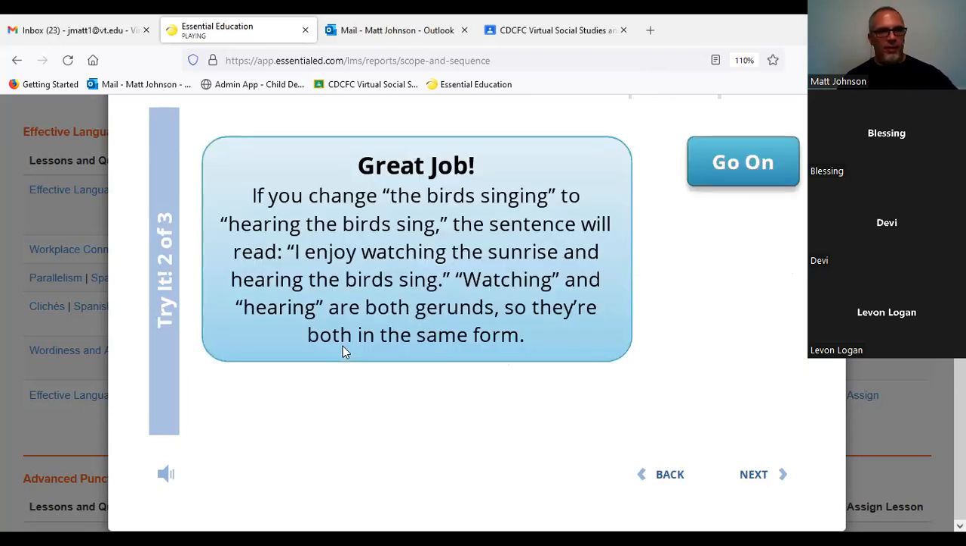If you change the birds singing to hearing the birds sing, the sentence will read, I enjoy watching the sunrise and hearing the birds sing. Watching and hearing are both gerunds, so they're both in the same form. Right. Enjoy, that is our verb, right? I is the subject, enjoy is the verb. Watching is the activity, which is a noun. And hearing is an activity, which is a noun. So that's what gerunds do.